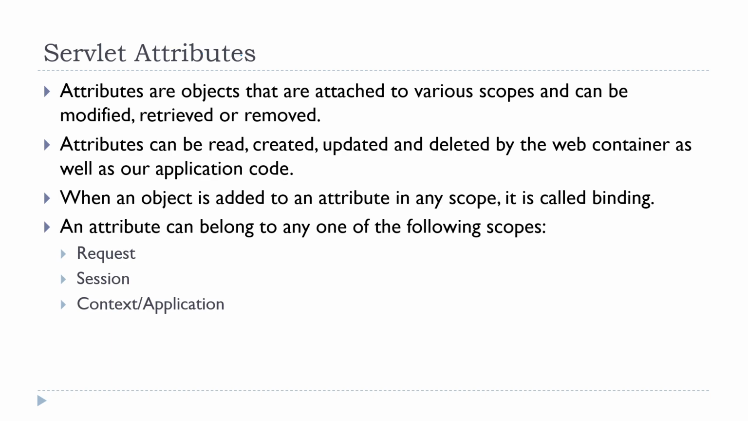When we create an object and add that object to some scope, it is called binding. So what is a scope? There are three scopes that our servlet can have: request, session, and context. Context is also known as application scope. Request is the smallest scope, available for a given request. Session is a wider scope, and context or application scope is the widest of all.